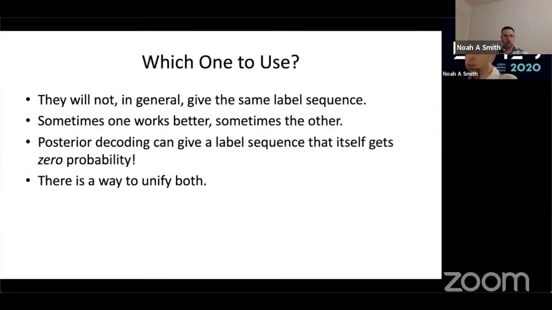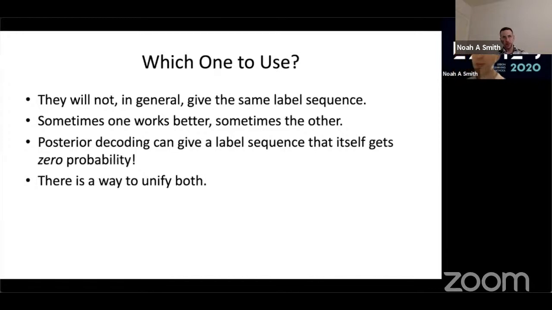Posterior decoding can actually do some weird things. Like it might give you a label sequence that itself does not have positive probability because it uses, for example, a lot of evidence on the left to label the word at position i and a lot of evidence on the right to label the word at position i+1, but those two labels can't transition to each other because they have 0 probability in the HMM. But you might still make a choice like that. And whether that's bad depends on your task, your application, your situation.